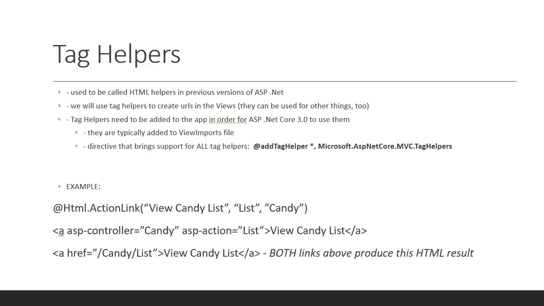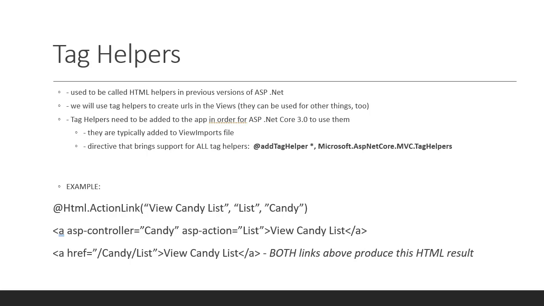So for our navigation, we will take advantage of the routing, but a route is just one part that is needed for the navigation to be actually working. Another part is to have the actual URLs constructed in our views. And with .NET Core 3.0, this is typically done using TagHelpers.